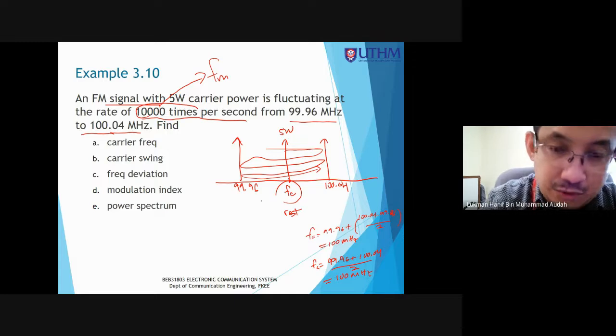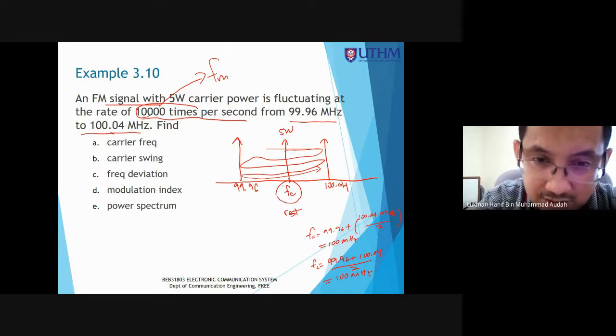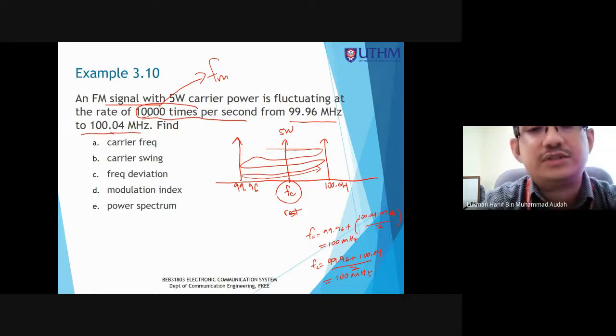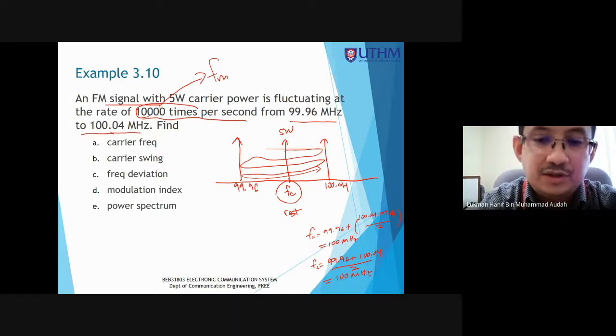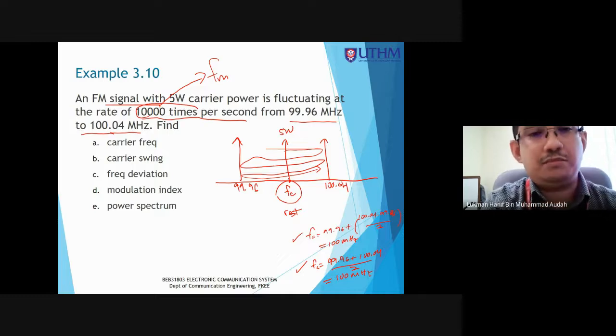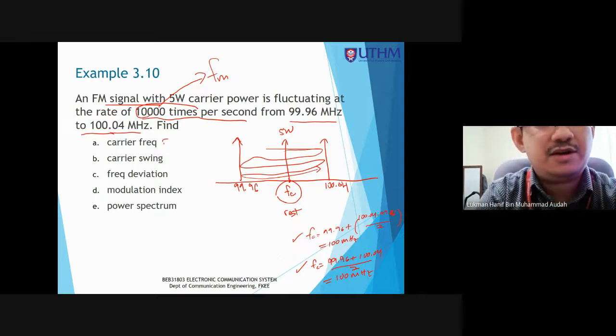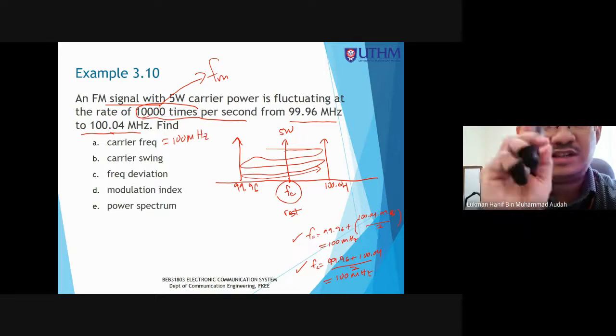Ini kalau saya tengok congak pun saya boleh agak, oh FC ni dekat tengah-tengah, maknanya dia bahagi sama, maknanya dia 100. Congak pun kita boleh nampak lah. Tapi cara pengiraan dia seperti inilah. Either you want to use this or you want to use this method, no problem. Salah satu pun boleh. So that means the carrier is located at 100 MHz center.